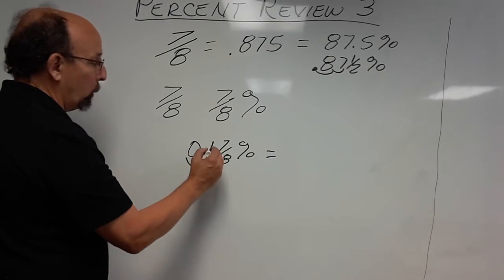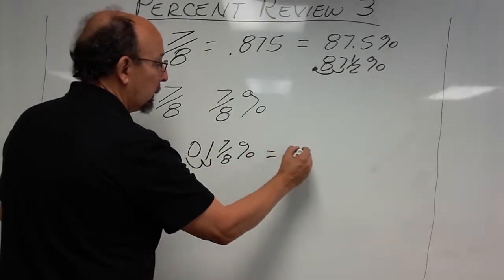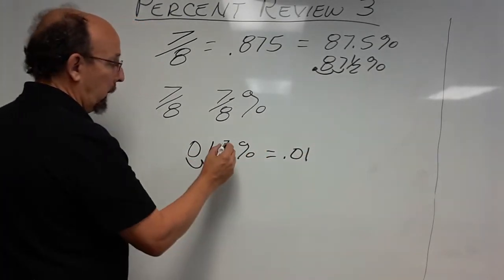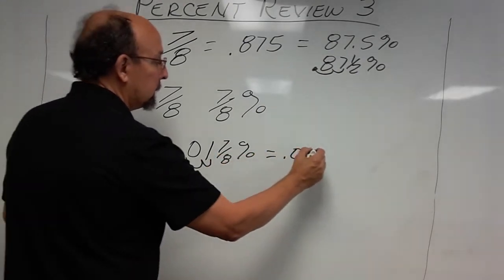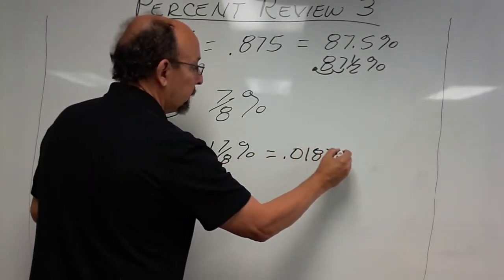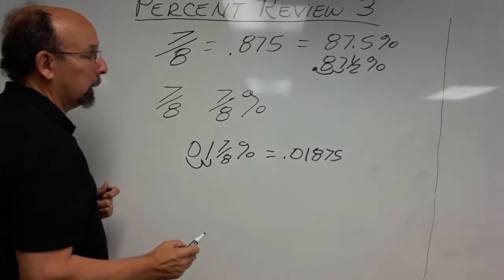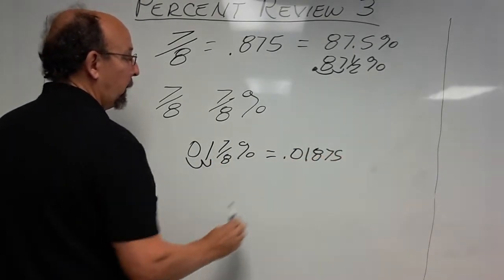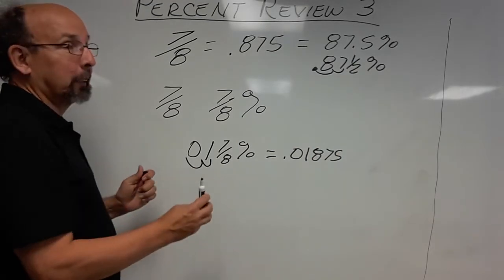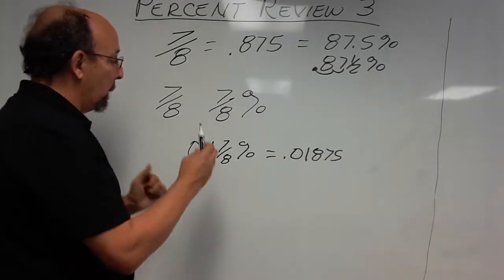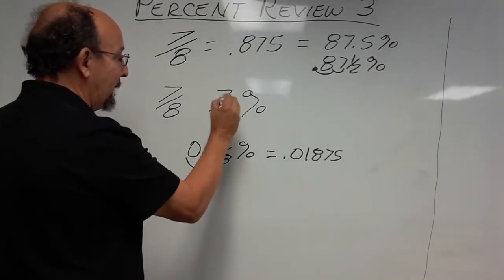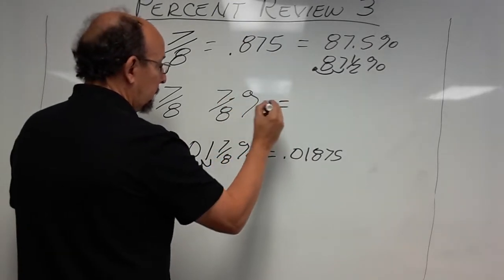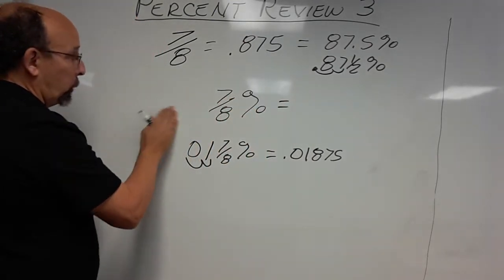So it's 0.01, and then you add the 7/8, 875, that decimal equivalent, without the decimal point. You only need one decimal, 0.01875. That is 1 7/8%. But if I have just 7/8%, that's a little bit trickier.